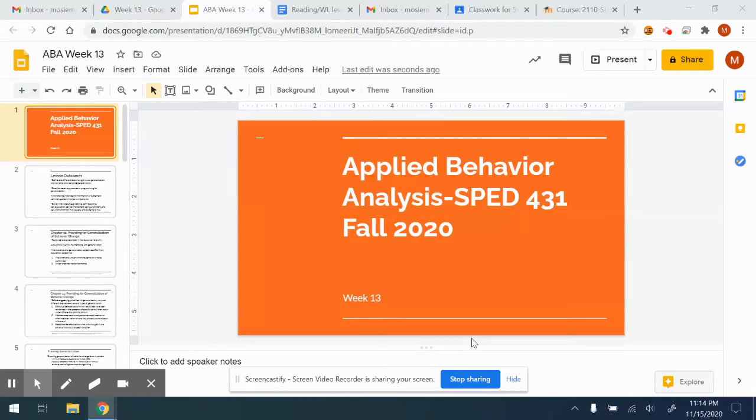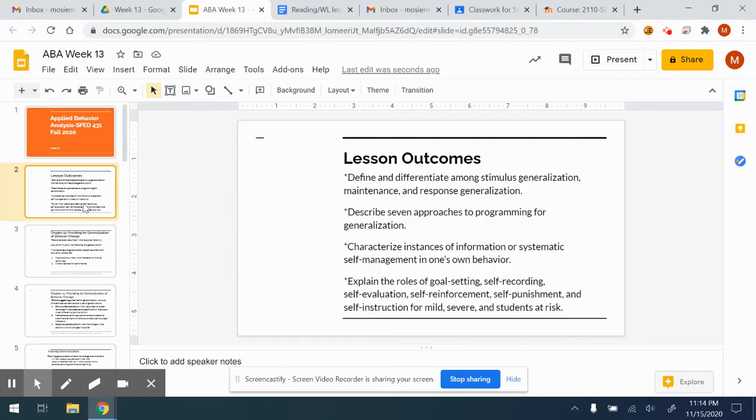Welcome to week 13. This week we'll be talking about generalization and self-management. Our lesson outcomes for the week: define and differentiate among stimulus generalization, maintenance, and response generalization. Describe 7 approaches to programming for generalization.